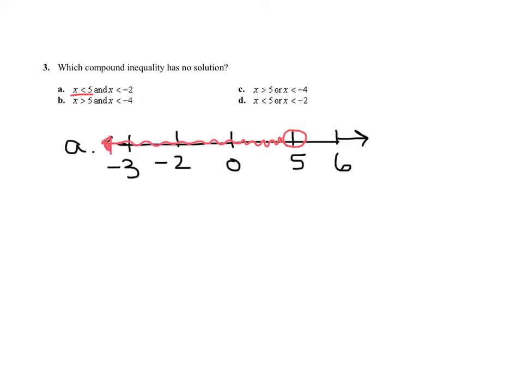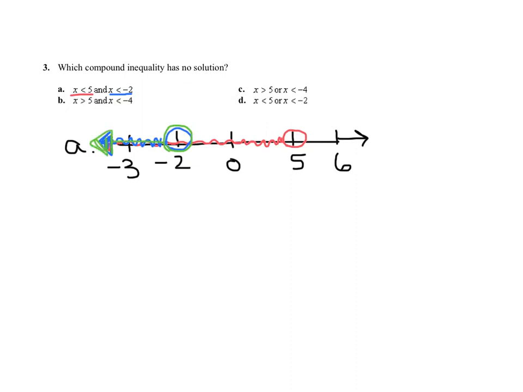Okay, and then for x is less than negative 2, that would be an open circle, and we would shade to the left. And since it's an and situation, it would be what they have in common, which is this part right here. So of all of that, this is our actual answer. So we do have a solution for letter A.